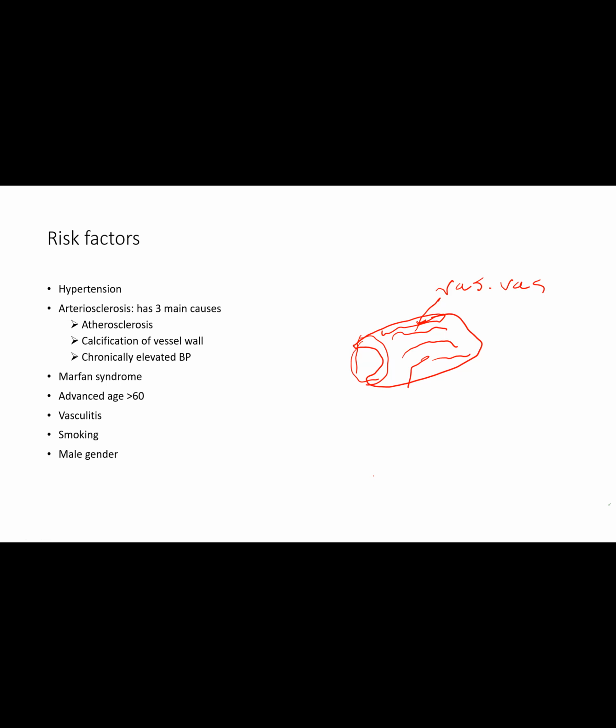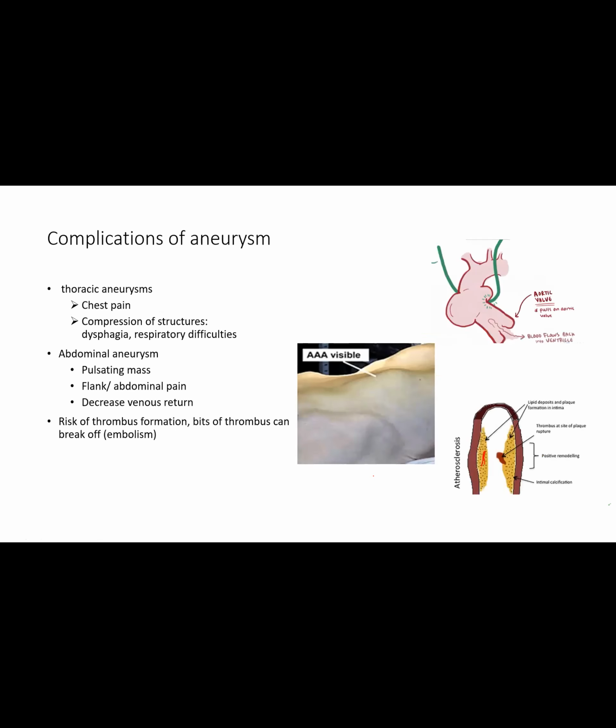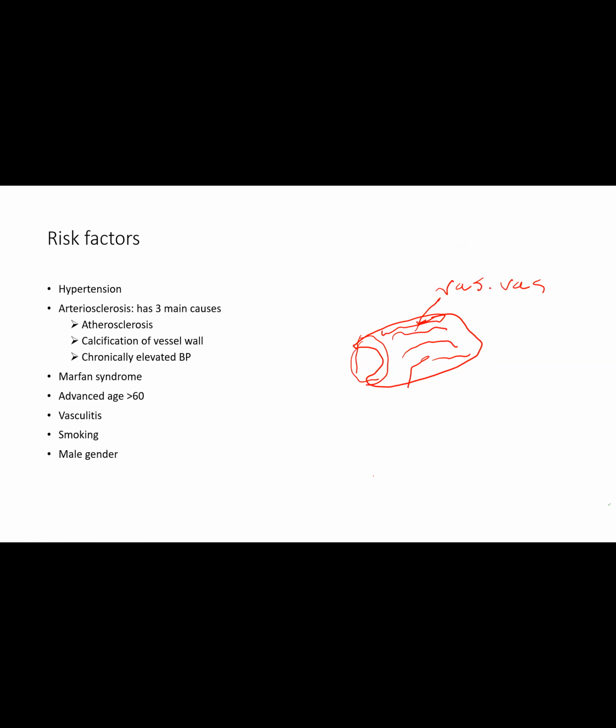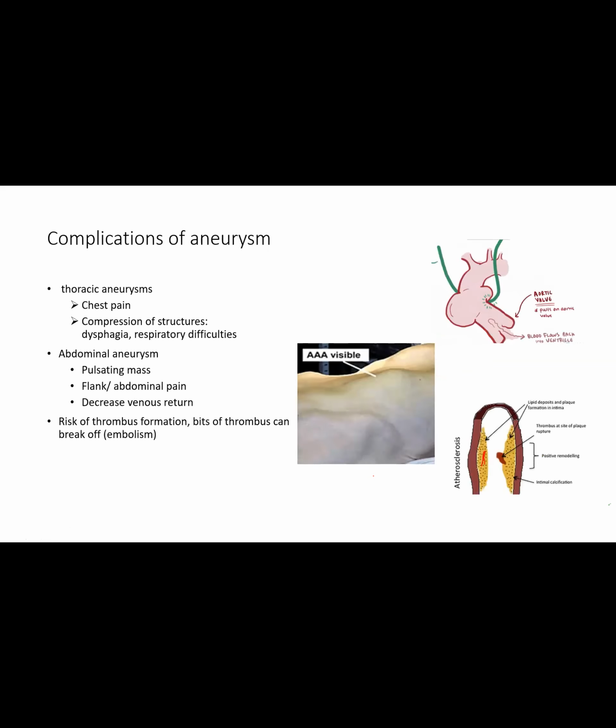And other risk factors like smoking, and especially aortic aneurysm is common for male gender, and also common in aortic dissection. So in terms of complication, in thoracic aneurysm specifically, it's a very serious complication and it can occur if the aneurysm is right above the aortic valve.